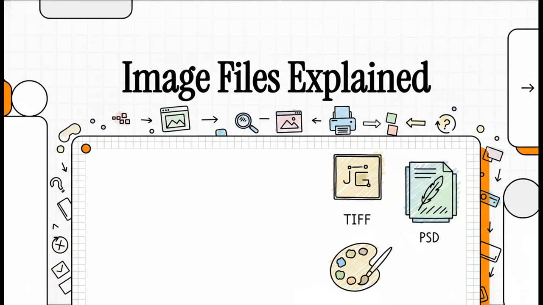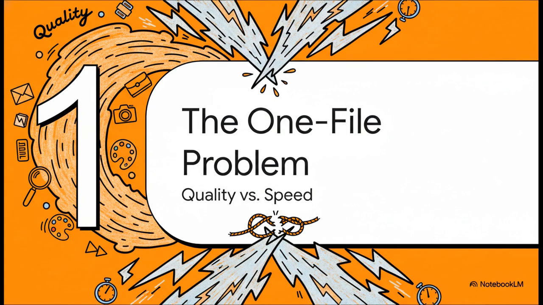You know that moment when you hit Save As on a project and you're just staring at a list of options? JPEG, TIFF, PSD. What's the difference, right? Well, you're definitely not alone. It can be super confusing, but figuring this out is the secret to making your work look amazing, whether it's online or on a printed page. Okay, so let's just dive right in.